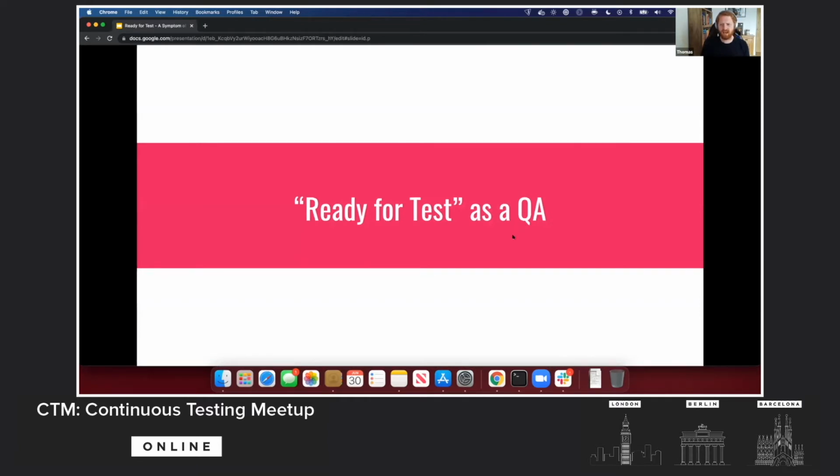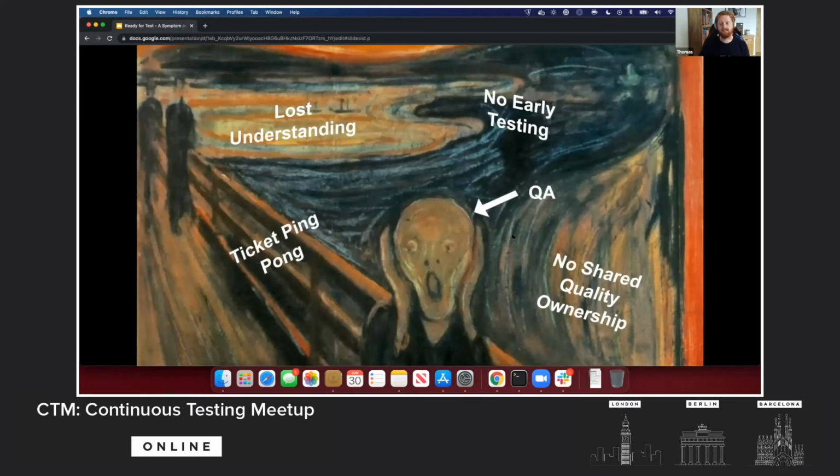And so ready for test, as a QA, can start to feel a little bit like this. It can start to be really frustrating. We lose understanding because we're not involved early on in the development work. We end up being involved after the development work. And so we have to ask questions and inquire to try and figure out why certain decisions were made. Maybe those decisions don't help with the testability of that feature. There's no early testing because the development work has been done.